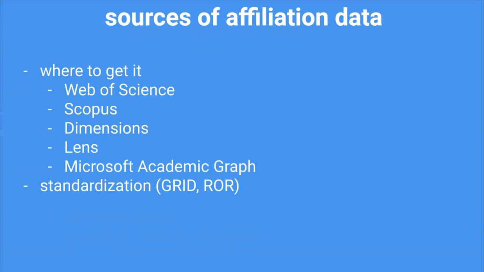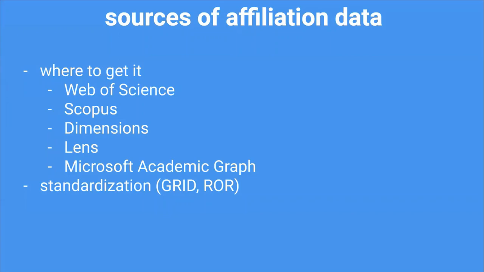So where to get affiliation data? You can get it, as you probably know, out of Web of Science, Scopus, Dimensions, Lens, and Microsoft Academic Graph. Now, some of those databases are subscription only, so they're pretty great, but you can only use them if you've got a subscription to them. That would be Web of Science and Scopus. Dimensions, I think you can only get limited affiliation data out of it with a free subscription, and otherwise you need to pay. Lens and Microsoft Academic Graph are free, which is great.